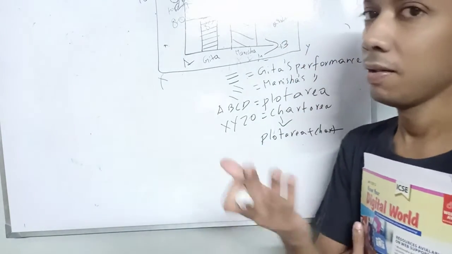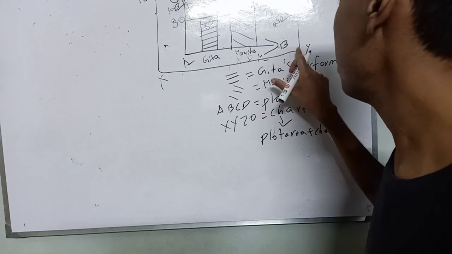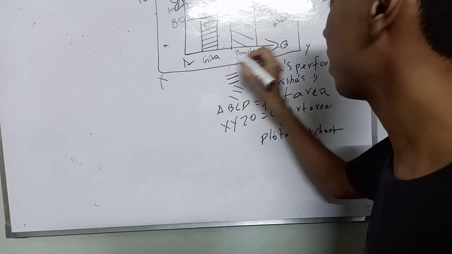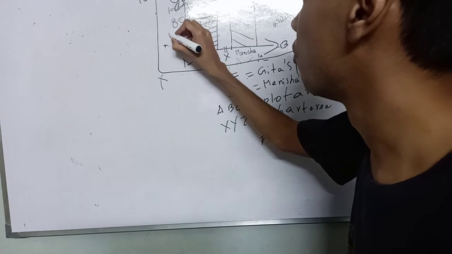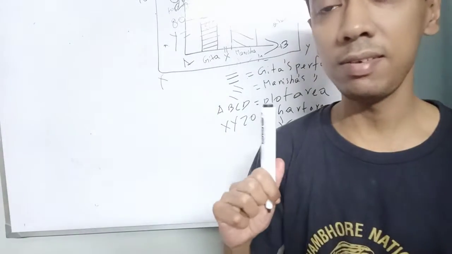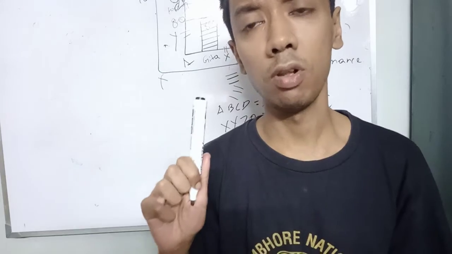Okay. Now let's come to the axis. Now this is the x-axis. This is the x-axis. This is the y-axis. The one which is standing straight, the vertical, is called the y-axis.